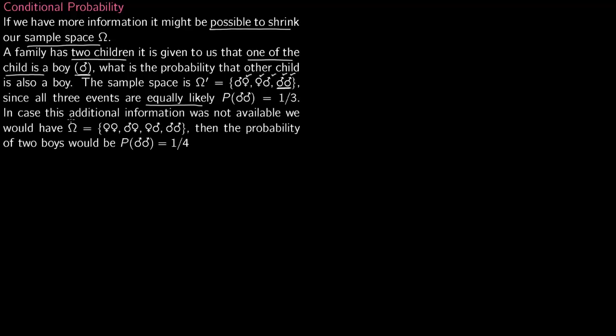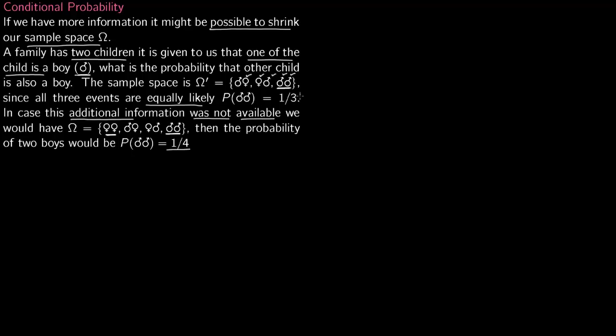Now in case this additional information was not available, so if we were not told that there is a boy in the family, then we would have a bigger sample space. We would also have 2 girls in the sample space. So now the size of the sample space is 4. So you have 4 outcomes: 2 girls, 1 boy 1 girl, 1 girl 1 boy, 2 boys. So the probability of 2 boys is now 1/4 because you are choosing one outcome out of 4 outcomes.